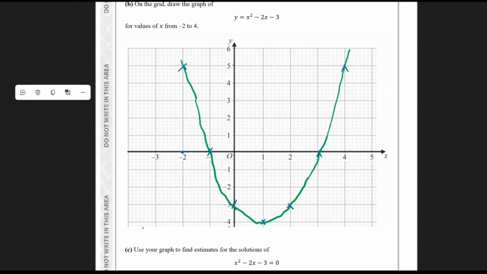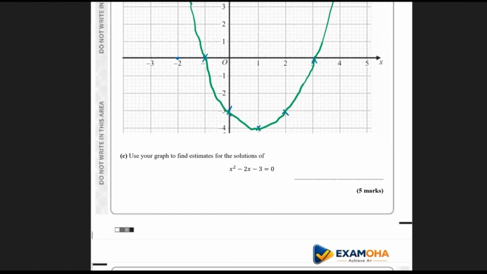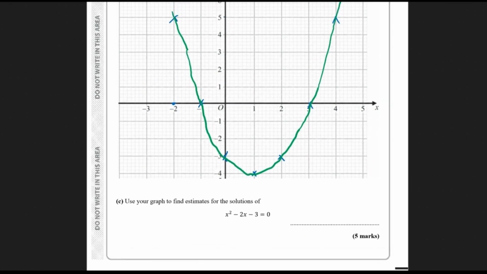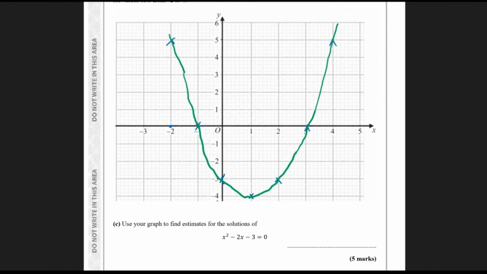And then the last part of the question asks you to find the solution of the equation of the curve x squared take away 2x take away 3. And usually we have two solutions of x when you solve a quadratic equation, but for a graph it's quite easy here to look at the graph and find out where the graph cuts the x-axis. It cuts at minus 1 and 3 here. So the answer is x equal minus 1 and x equal 3. So this is the solution of the equation here.